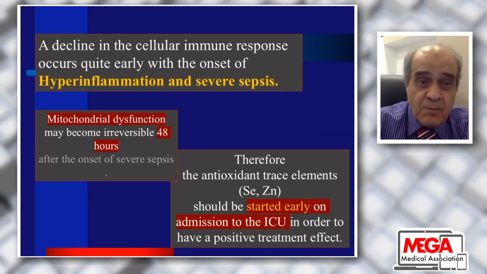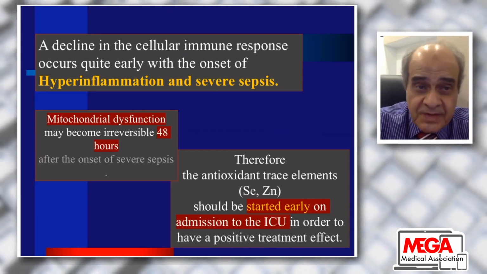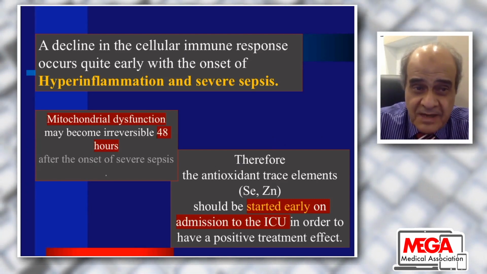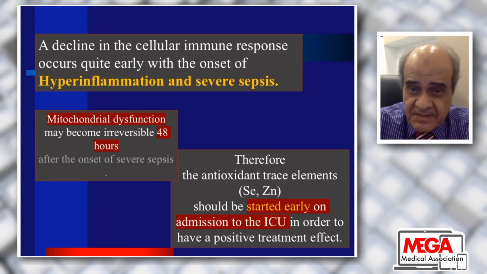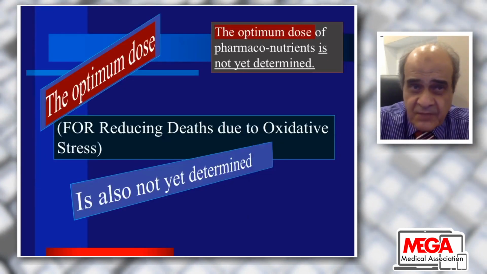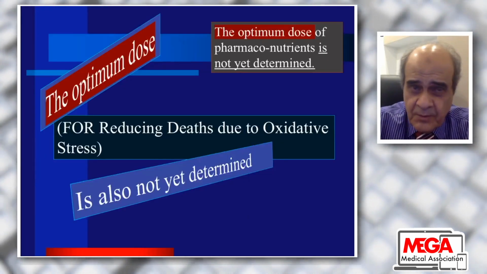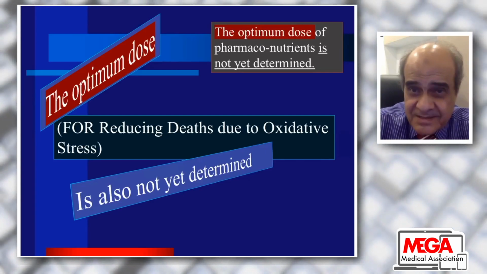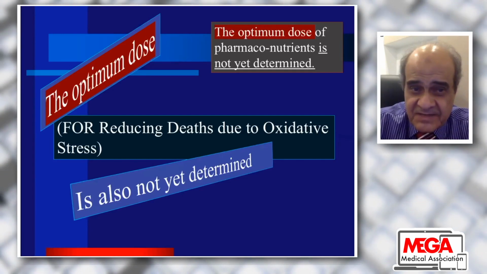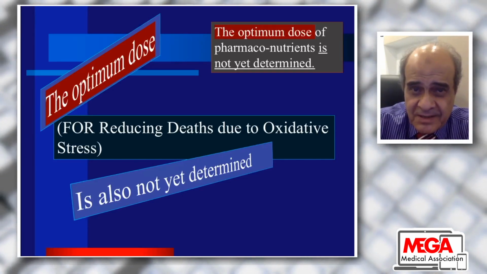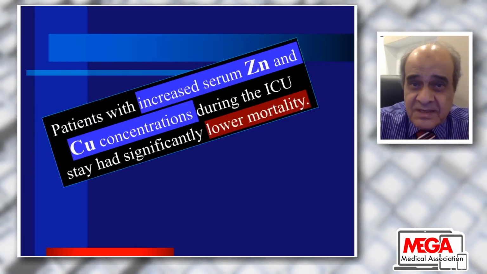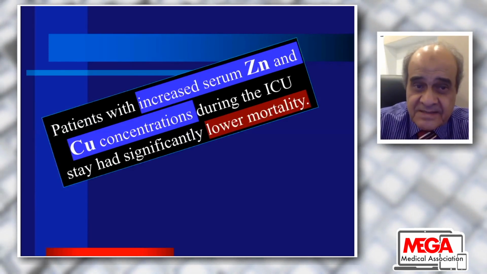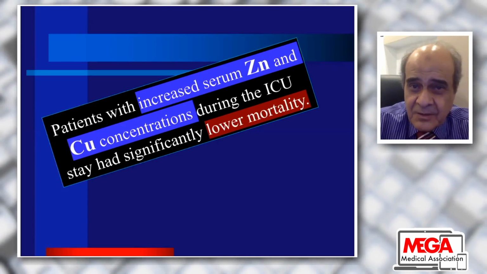Also, mitochondrial dysfunction may become irreversible 48 hours after the onset of severe sepsis, so early administration of trace elements is important, and the optimum dose for reducing deaths due to oxidative stress is still not yet determined. Patients with increased serum zinc and copper concentrations during ICU stay had significantly lower mortality.